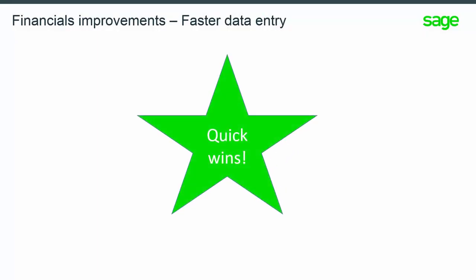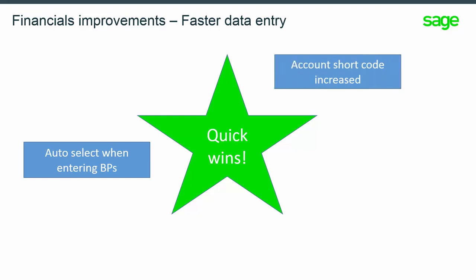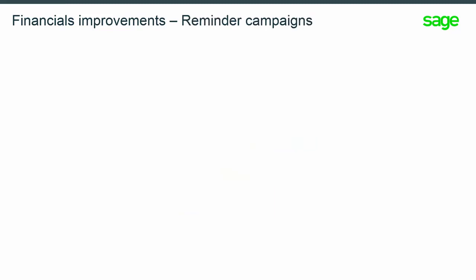There also are many quick win improvements in the financial functions to provide faster data entry. Here are just a few of the many quick win improvements. You now have the ability to auto-select when entering a business partner, supplier, customer, or dimension. The length of the account shortcode is now increased to 12 characters. And you can define the consistency control between amounts such as tax excluded, tax, and tax included on a supplier and customer invoice.